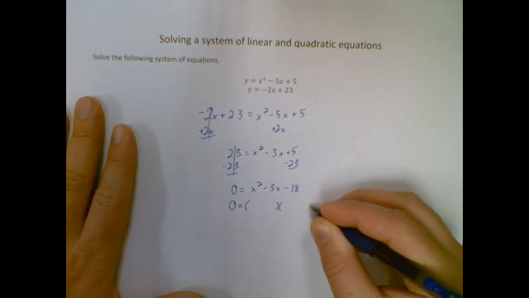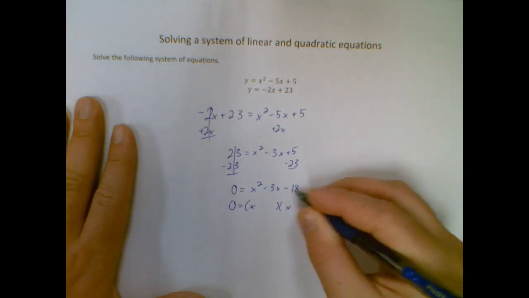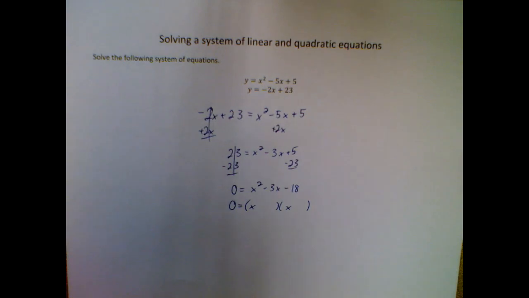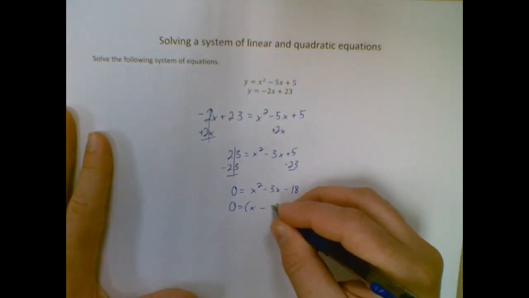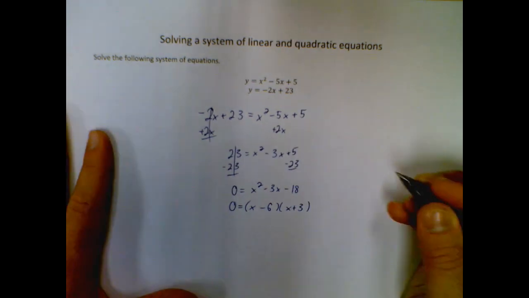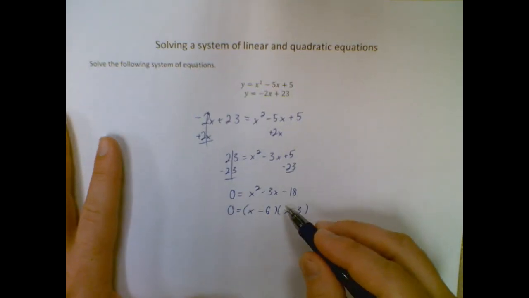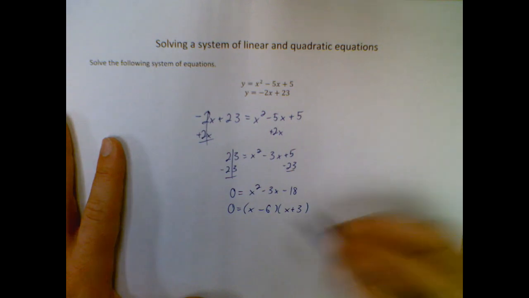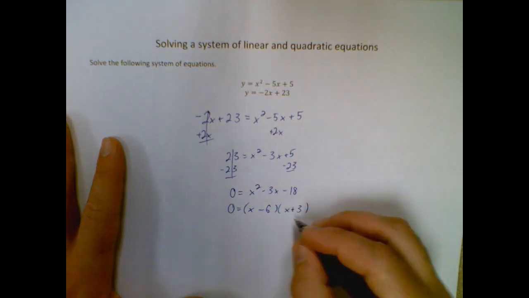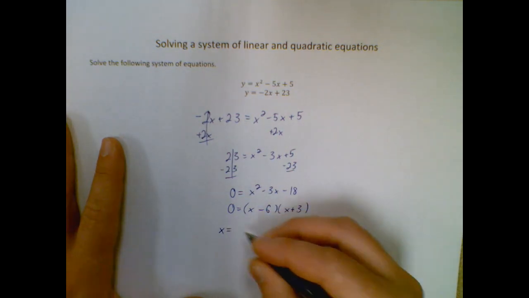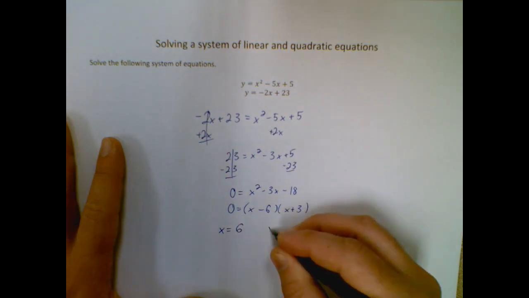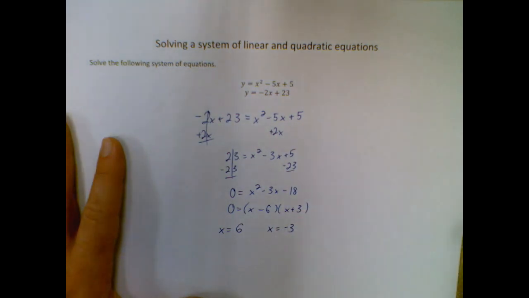So I know I'm going to start off with x and x, and my two numbers, I believe, unless I'm much mistaken, are negative 6 and 3. So negative 6 times 3 is negative 18. When you add them together, you get negative 3. So that's good. So when I use my zero product property, I find out that x equals 6 and x equals negative 3.